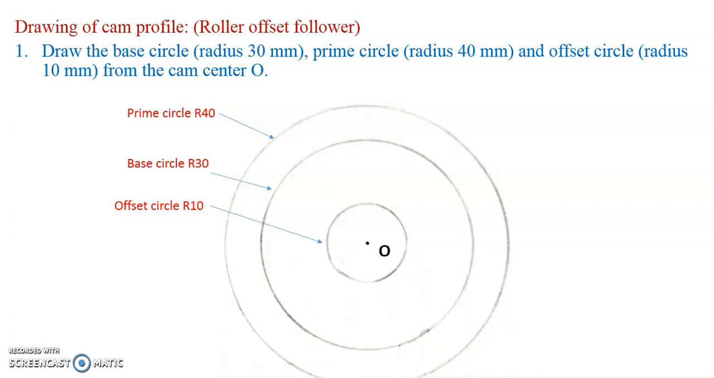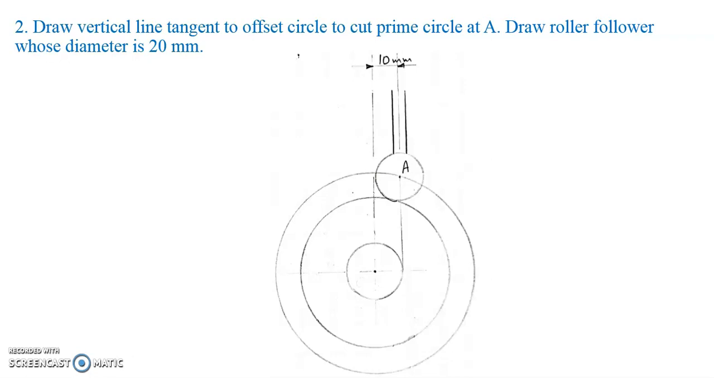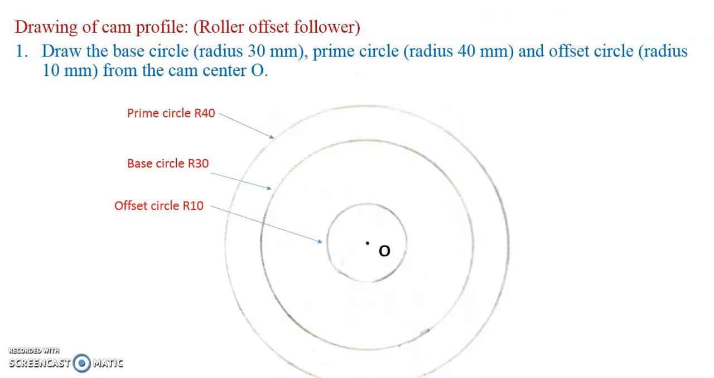Then the prime circle. The radius of the prime circle is nothing but the radius of the base circle plus the radius of the roller follower. Because the base circle radius is 30 and the roller follower is 20 mm diameter, the radius is 10 mm. Hence the prime circle is 40 mm.